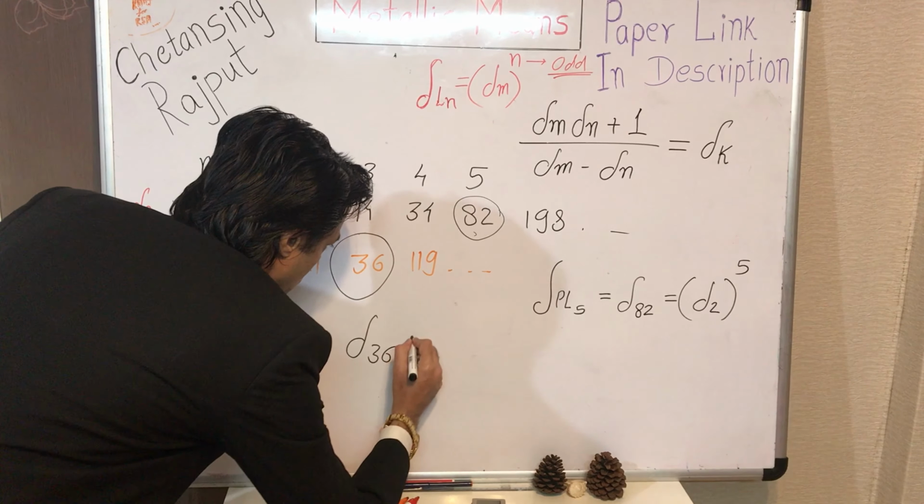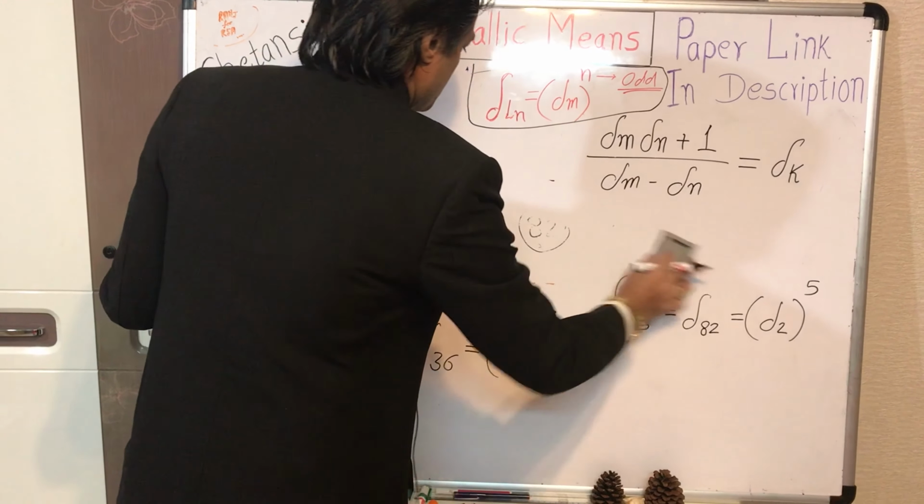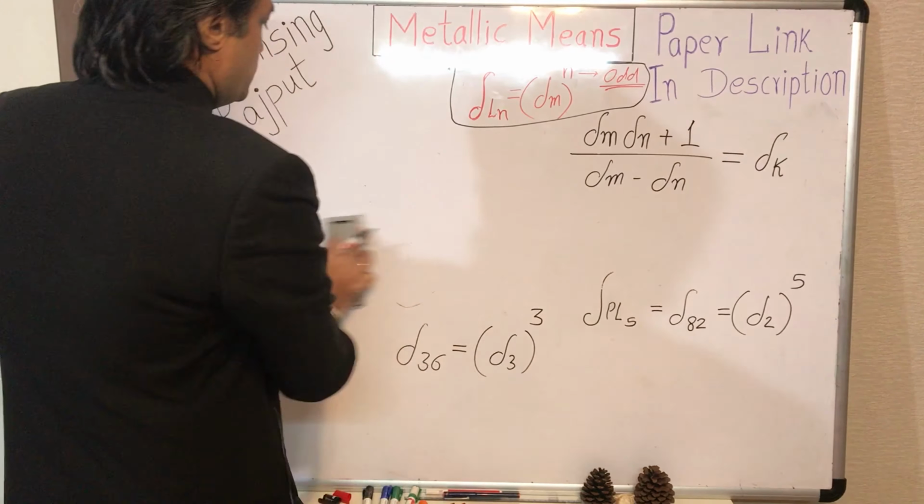because this formula enables us to express several metallic ratios in the form of different odd powers of different metallic means. We can express several metallic ratios in the form of different odd powers of different metallic means because of this. I have given several such examples in my paper. Here I will give just a couple of examples.